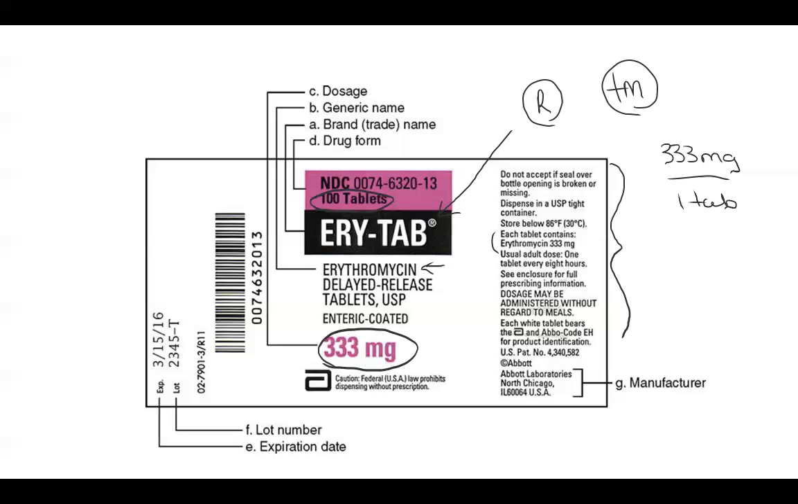Other information: the lot number and expiration, you can see those are usually clearly labeled. The manufacturer is over here. The drug form is important. You see that up here where it says tablets, and it also says right here, delayed release enteric coated tablets. Remember, when it's enteric coated, you can't split it because you destroy that enteric coating. You can't crush it or split it or anything like that. So those are just some of the things that you'll see on labels.